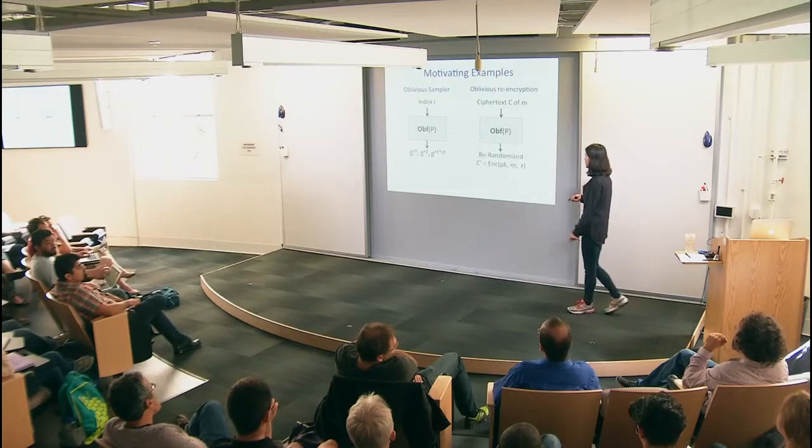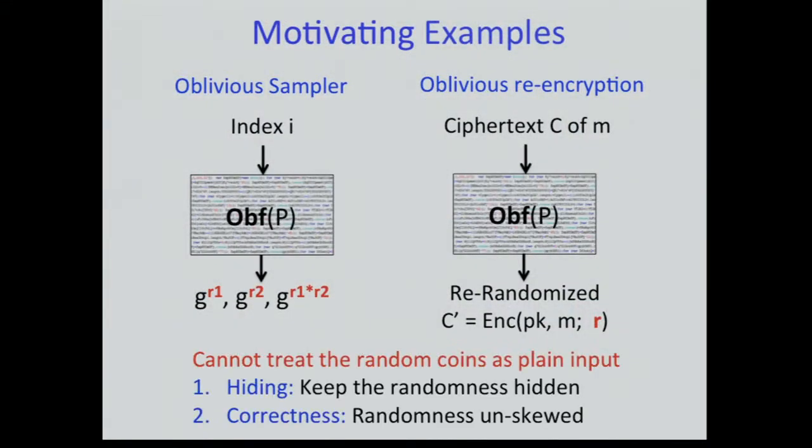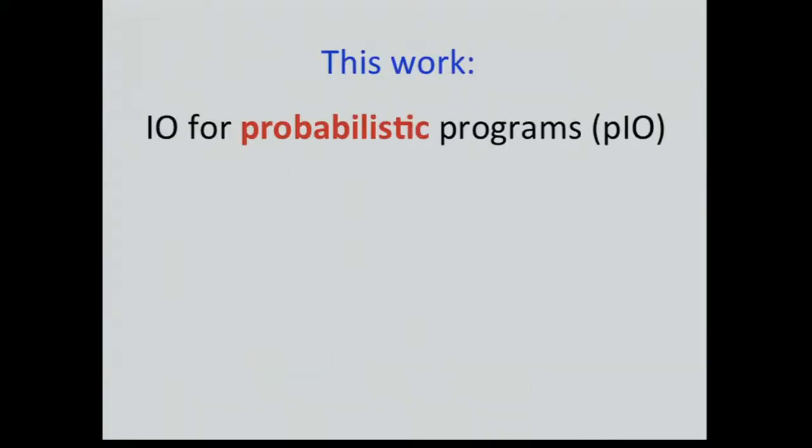In both of these situations, I want two things from my random coins. One is that the coins should be hidden. If they're not hidden, then what's the use of getting those outputs? The other is that I want the coins to be unbiased. On the other hand, if I treat the coins just as part of the input, the evaluator can arbitrarily bias the distribution of the coins, and then it's again useless. So this tells me that there is something non-trivial going on with probabilistic programs.